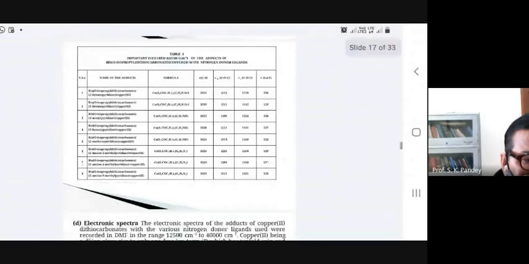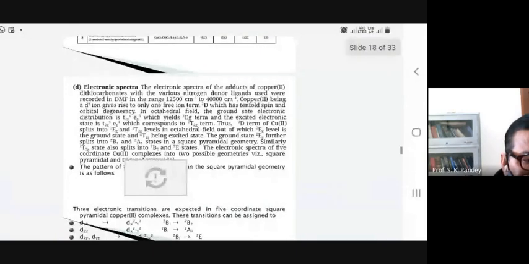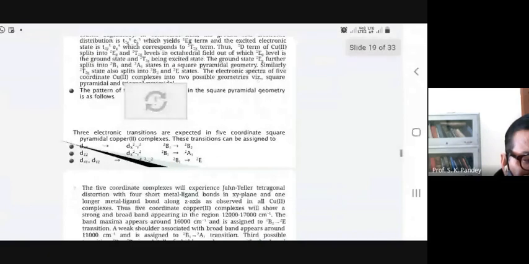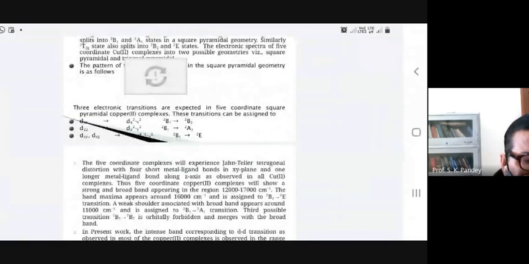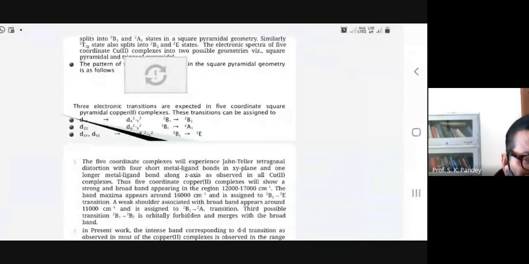The electronic spectra of the complexes are recorded in the range 12,500 centimeter inverse to 40,000 centimeter inverse. Again, since the geometry of the reported adducts is square pyramidal in nature, the different types of transitions which are observed in this case are from dxy to dx square minus y square, dz square to dx square minus y square, and dxz, dyz to dx square minus y square.